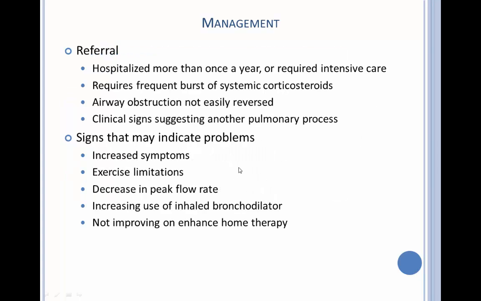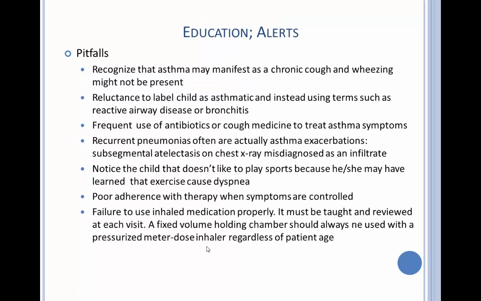Very, very expensive. Refer even to the hospital when the patient has impending respiratory distress, any type of airway obstruction, or clinical signs that suggest any other pulmonary process. If you have increased symptoms, exercise limitation, or your peak flow is decreasing and not improving, you should be hospitalized, or there are impending alerts.